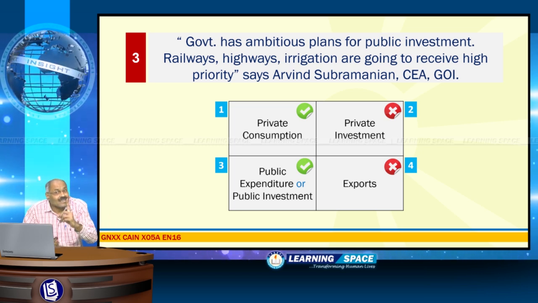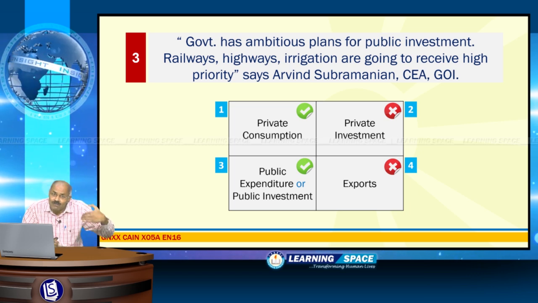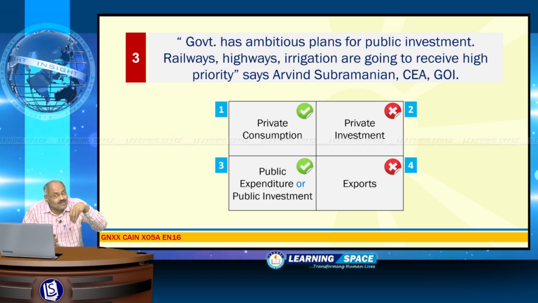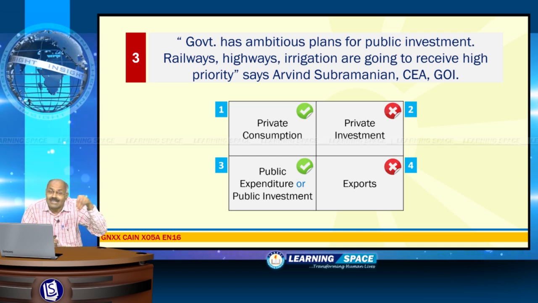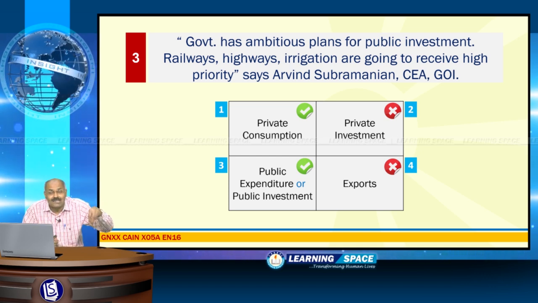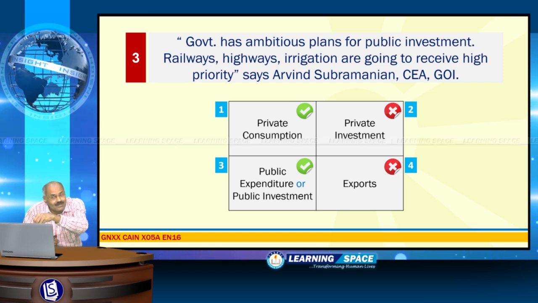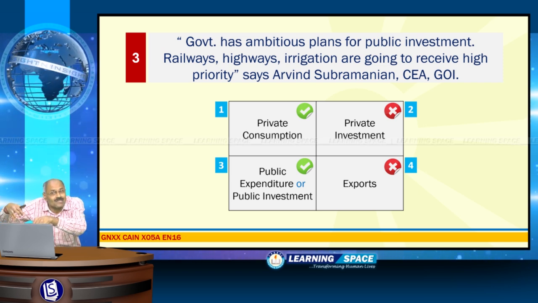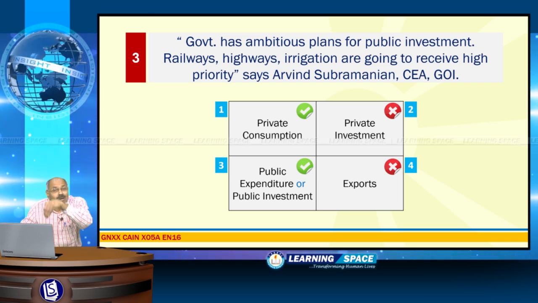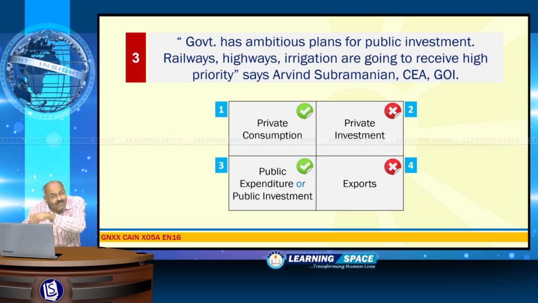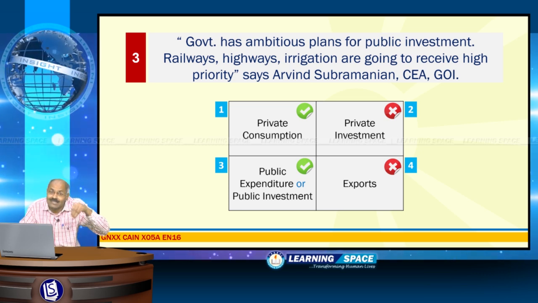First one is private consumption. Consumption of citizens of the country is the first one. The second one is private investment. Private corporate investment is the second driver. The investment by private persons, whether it is by big corporates or small corporates, it does not matter. But private investment is another factor which is responsible for increase in GDP.